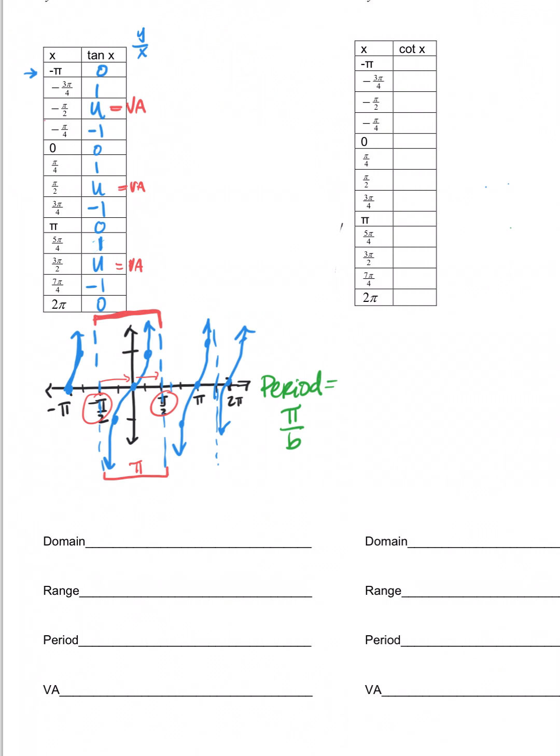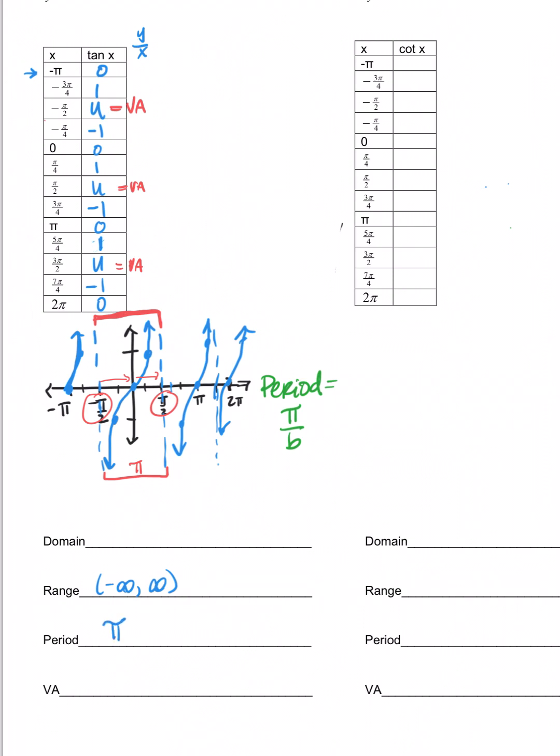Now, look at the range. Let's skip domain for a minute and I'll show you why. Range is continuous up and down, right? It just keeps getting repeated. So my range is going to go from negative infinity to positive infinity. My period is pi. We just saw that.